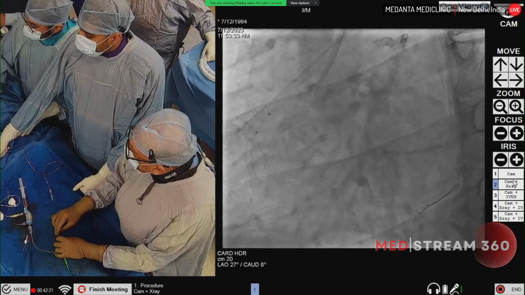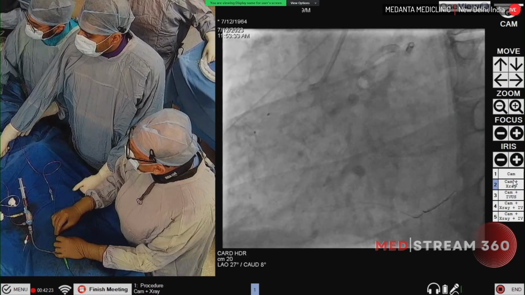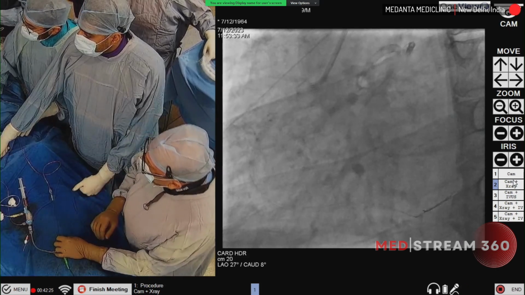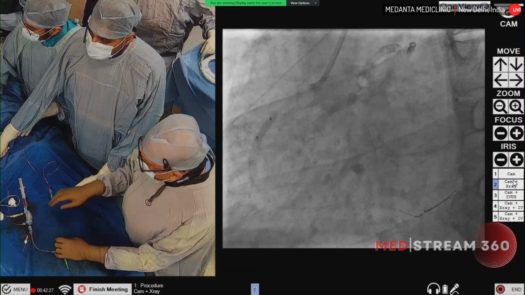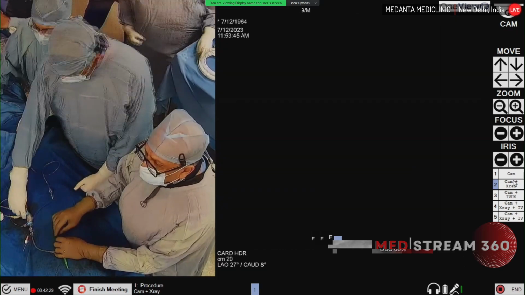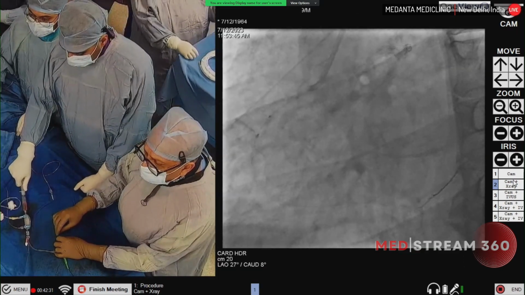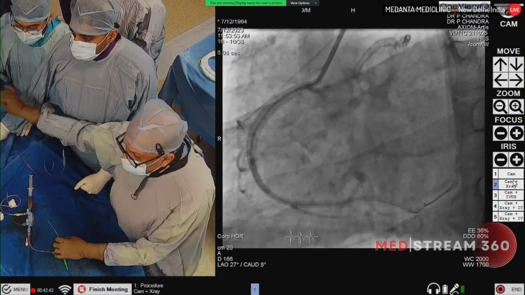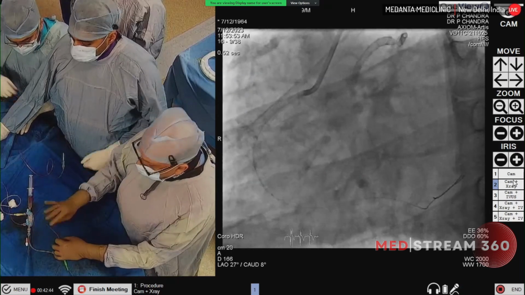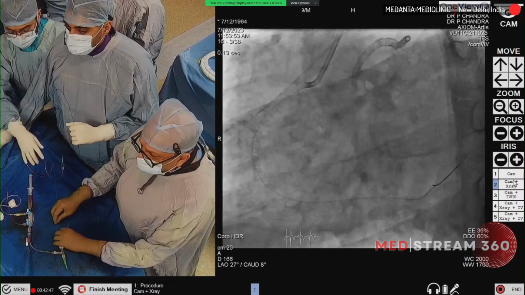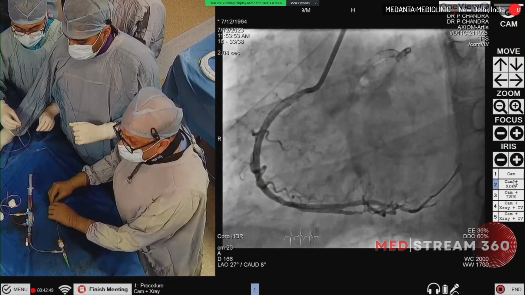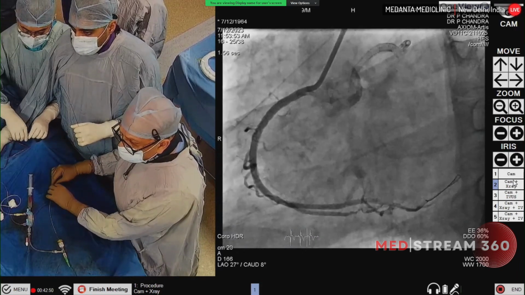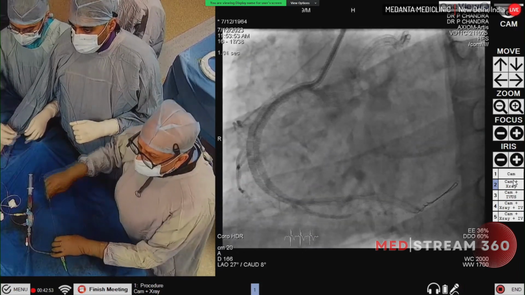I'll go a little bit inside. Okay. 16. 16, please. 18. Okay, fine. So we are done. Deflate, please. This is fine. The distal vessel also looks very good. There is no major dissection anywhere, and there are no flow related issues.